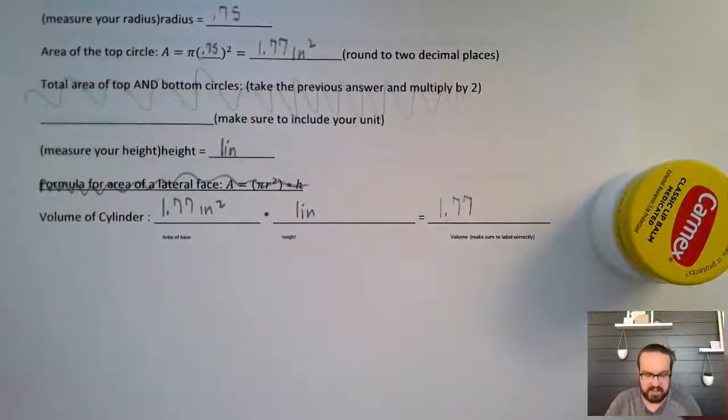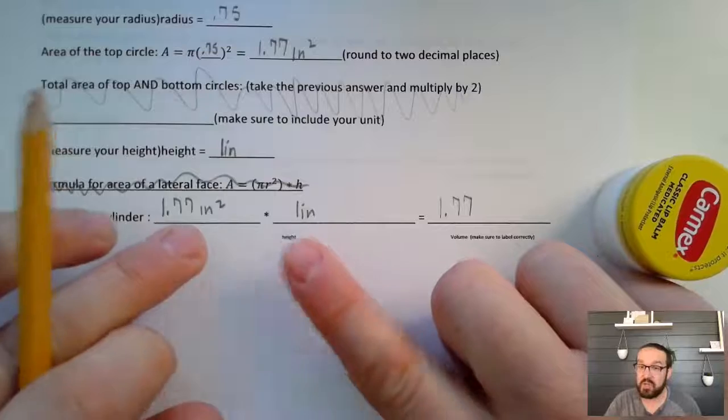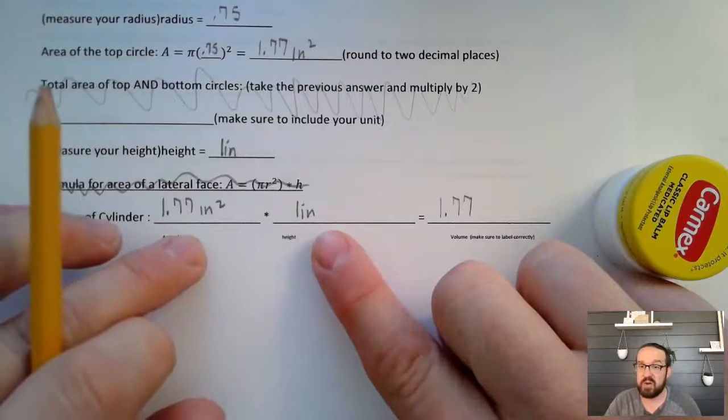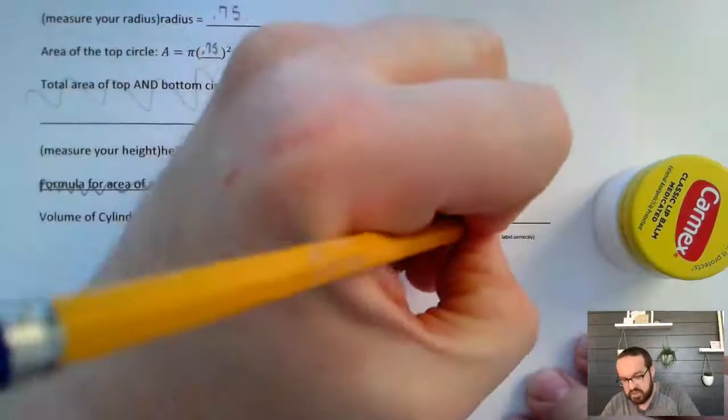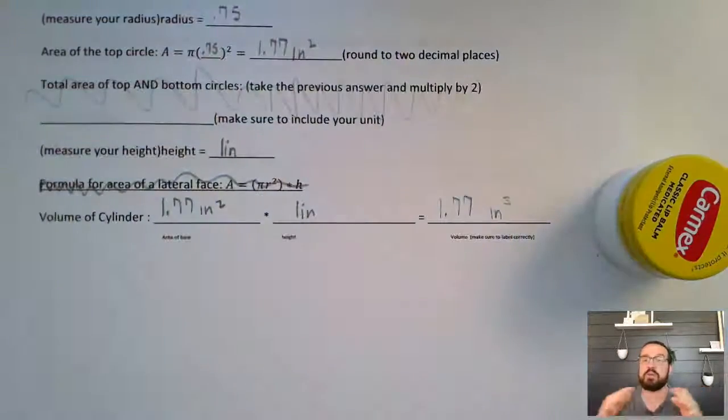But I want to talk about the label here, and we've got to make sure that we're labeling it correctly, right? Inches squared times inch is just inches to the 3rd power. All volume is always going to be cubed, whatever your label is, centimeters, inches, millimeters maybe, but all of that to the 3rd power. All right, so there's our cylinder.